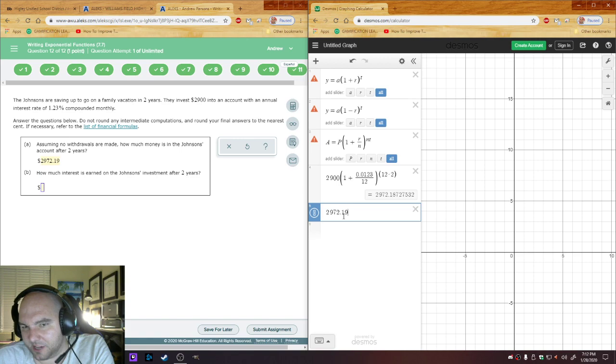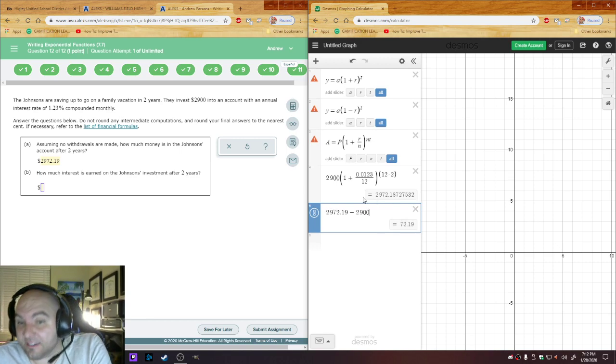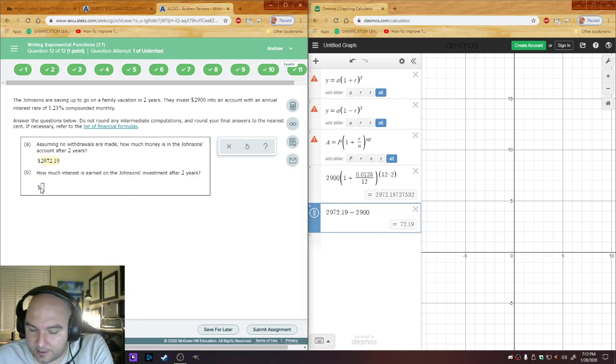I can use my rounded answer. It'll be okay. And I need to subtract from it how much they put in. They put $2,900. They made $72.19. That's a terrible amount, but I think it's the right amount.